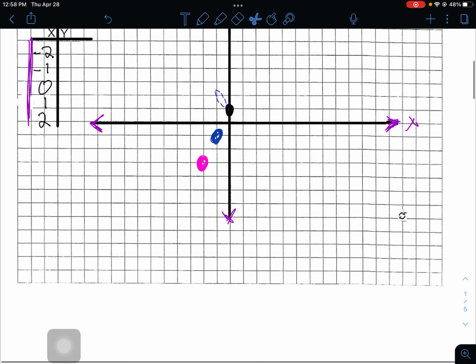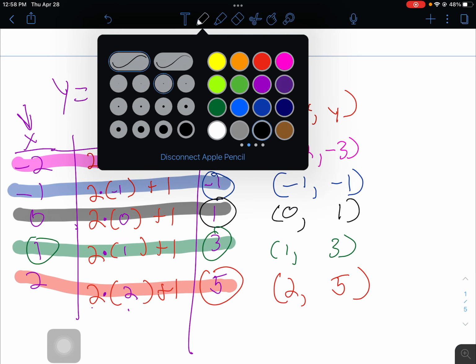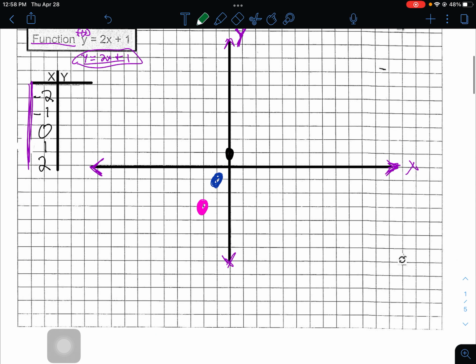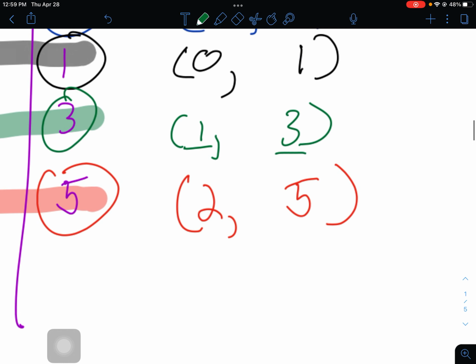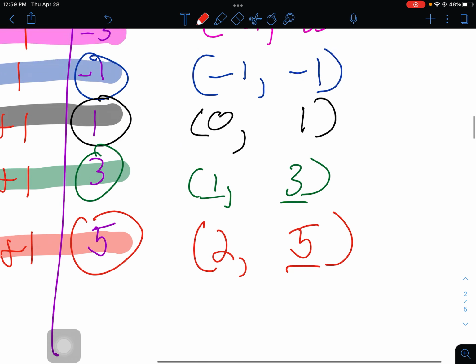Awesome. Now let's see, our next point, green, is 1, 3. So my x is 1, my y is 3. So again, I'm starting in the middle. I say x is 1, y is 3. And then finally, in red, our x is 2, our y is 5.